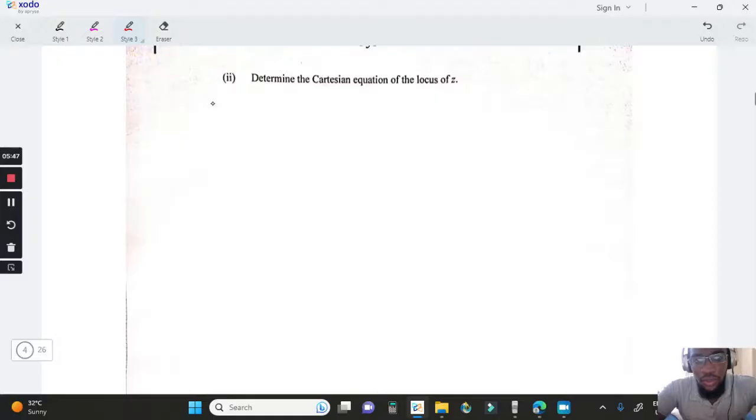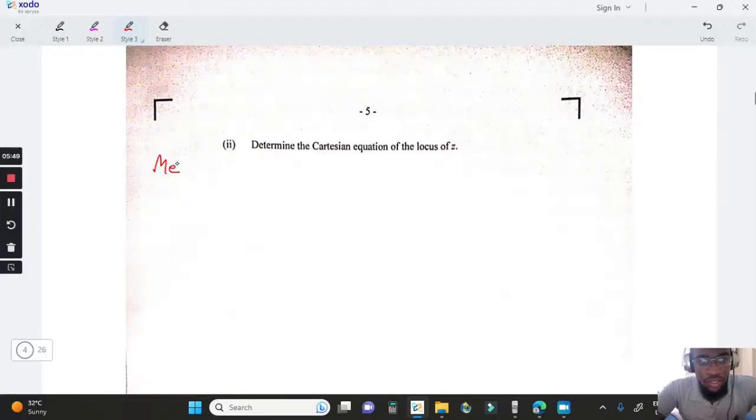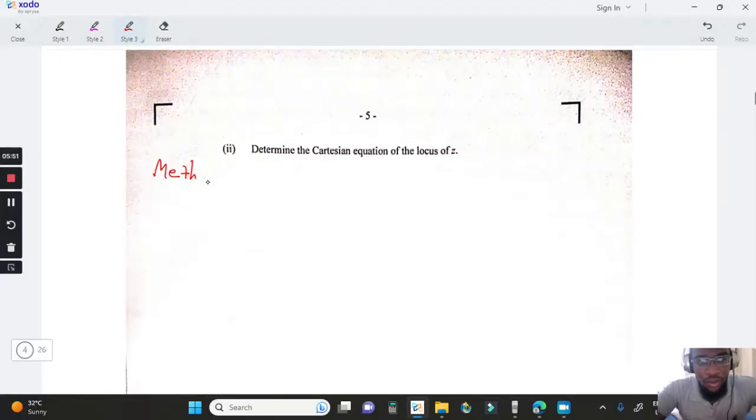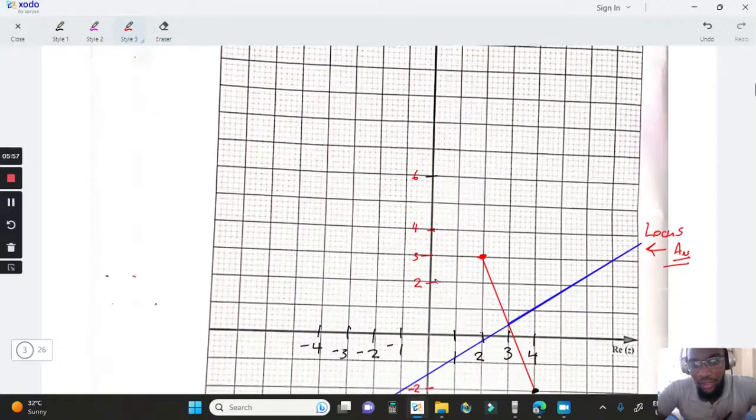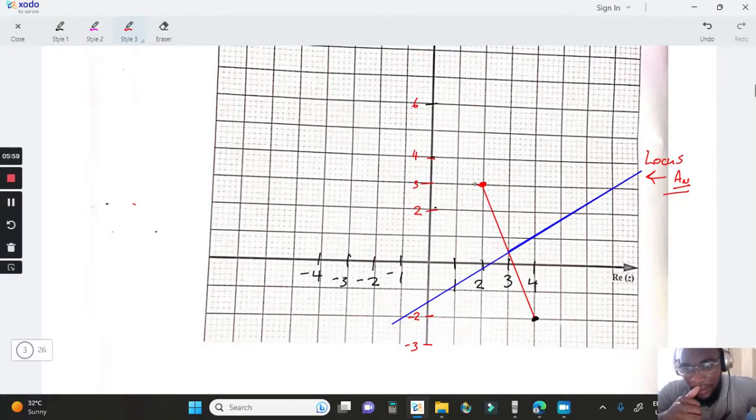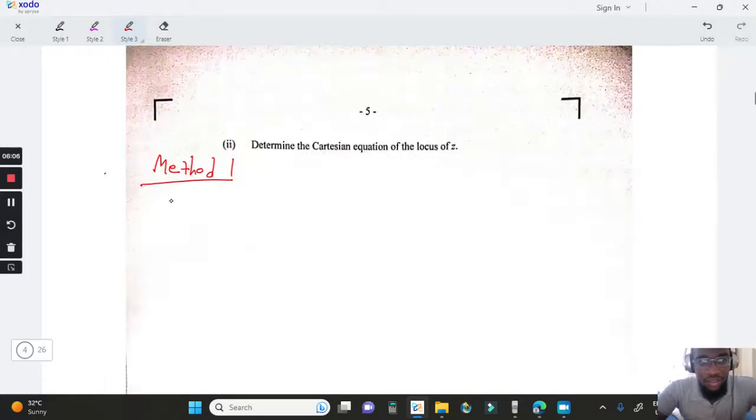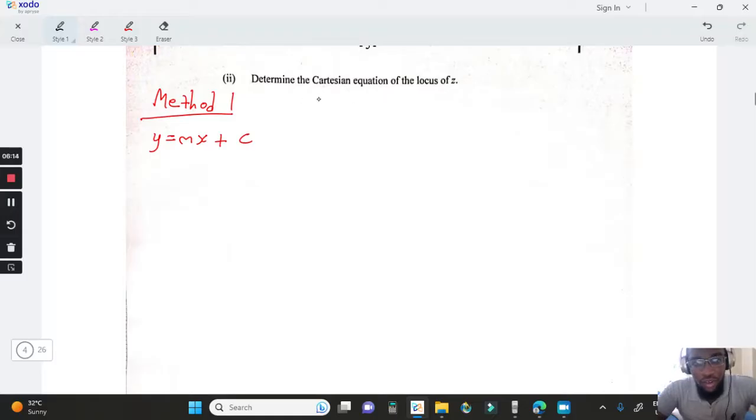You could do it 2 ways here now. So method 1, since you already sketched it, you could just find the equation of the line. Remember the locus passes through the midpoint, and then you could find the gradient of this line. Remember, it's in the form y equals mx plus c, and then you take it from there. Now, I don't want to start with method 1. That's not my preferred way.